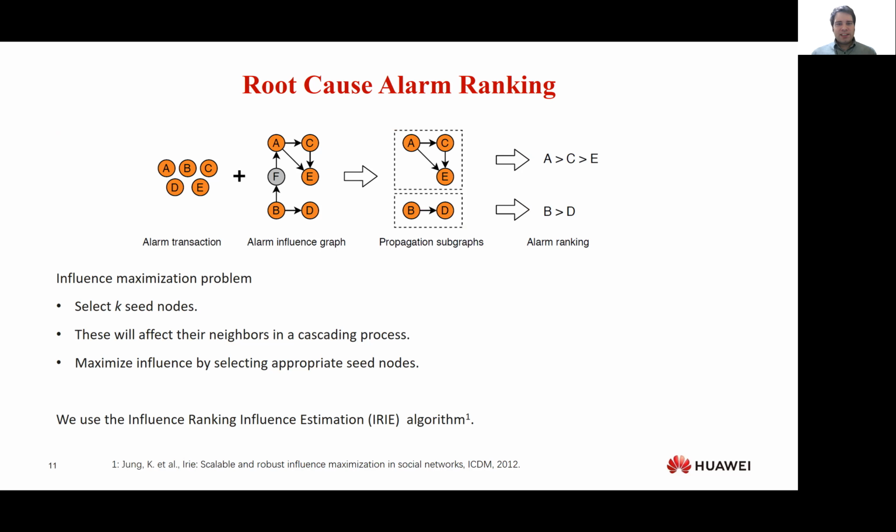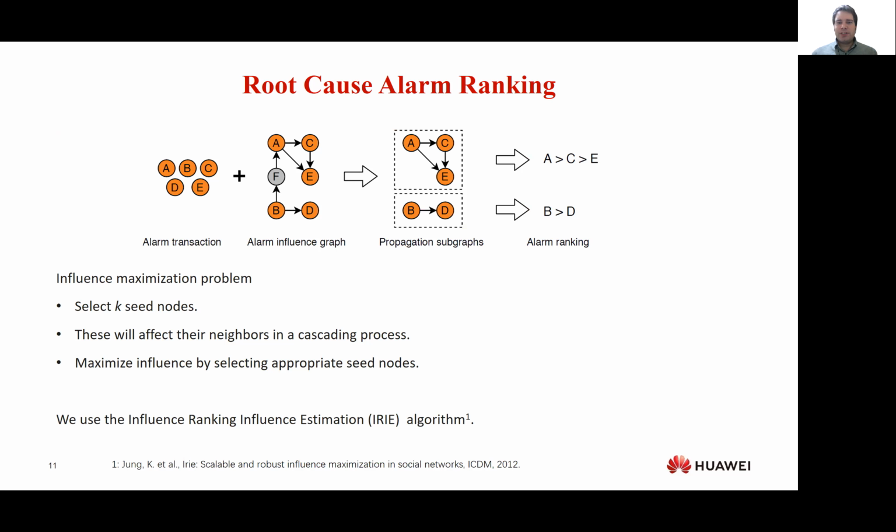The input to this stage is the previously created influence graph, as well as a single alarm transaction. And we again remove any nodes in the influence graph that are not in the alarm transaction and rank the alarms in each subgraph independently. A simple example is shown in the figure where alarm F is not in the alarm transaction and is thus removed. And this splits the graph into two subgraphs that are considered separately.